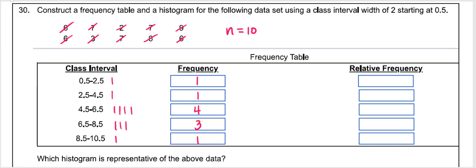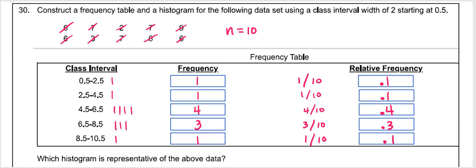So if the frequency is 1 out of 10, the relative frequency would be 0.1, 0.1, 0.4, 0.3, and 0.1. How am I getting that? I'm dividing the frequency by the number of items in the data set. So 1 out of 10, 4 out of 10, 3 out of 10, and another 1 out of 10.